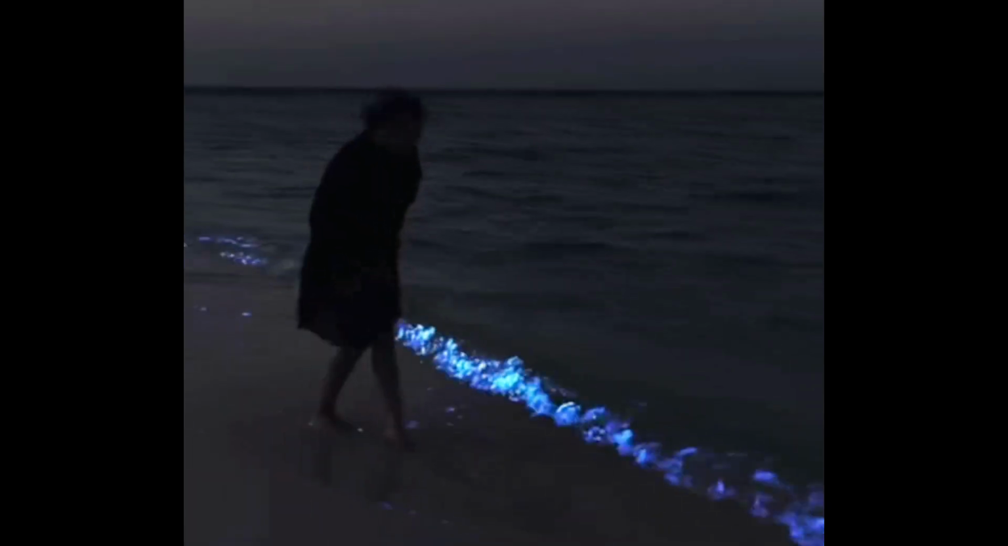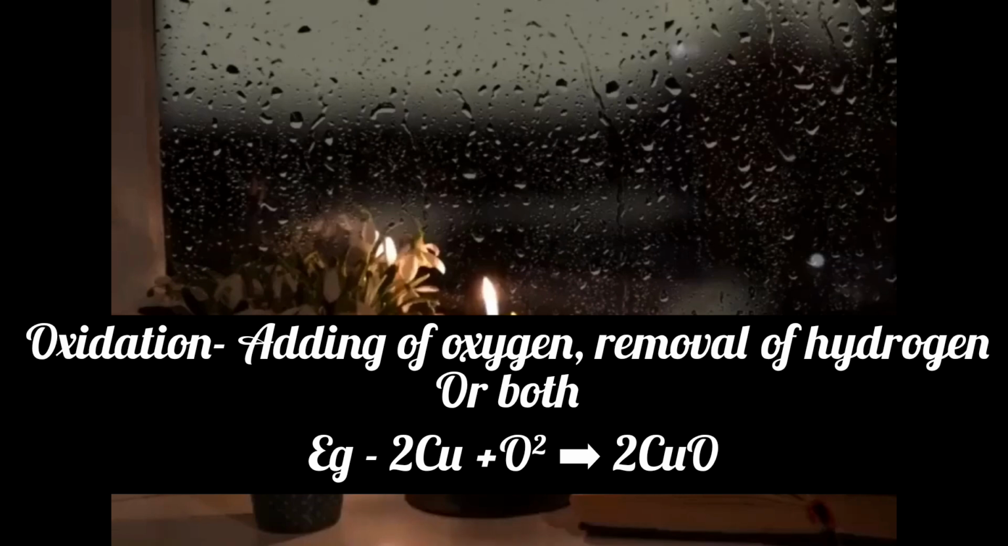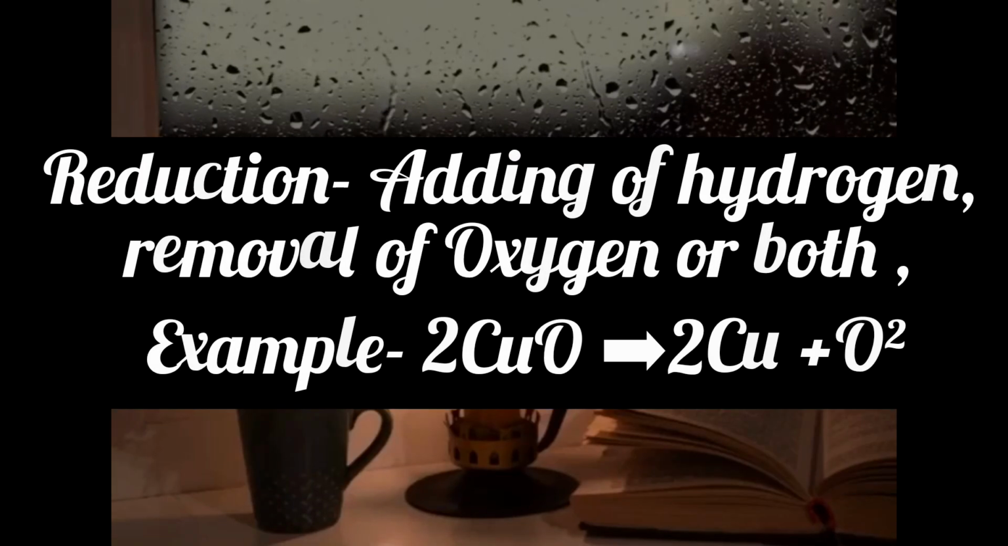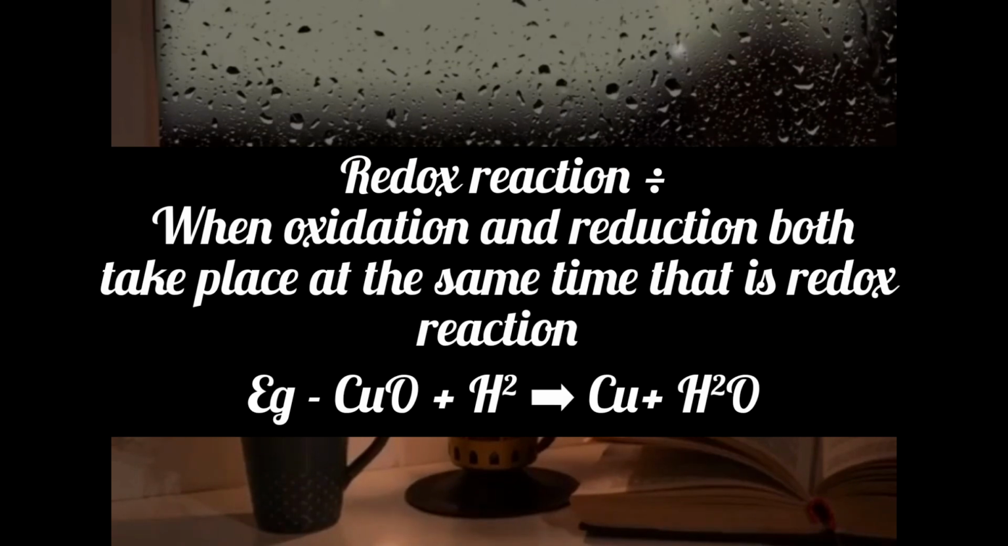Now we see oxidation and reduction. Oxidation is adding oxygen, for example forming copper oxide. Reduction is adding hydrogen, removal of oxygen, or both. For example, copper oxide breaks into copper and oxygen. We see redox reaction. When oxidation and reduction both take place at the same time, that is called a redox reaction.